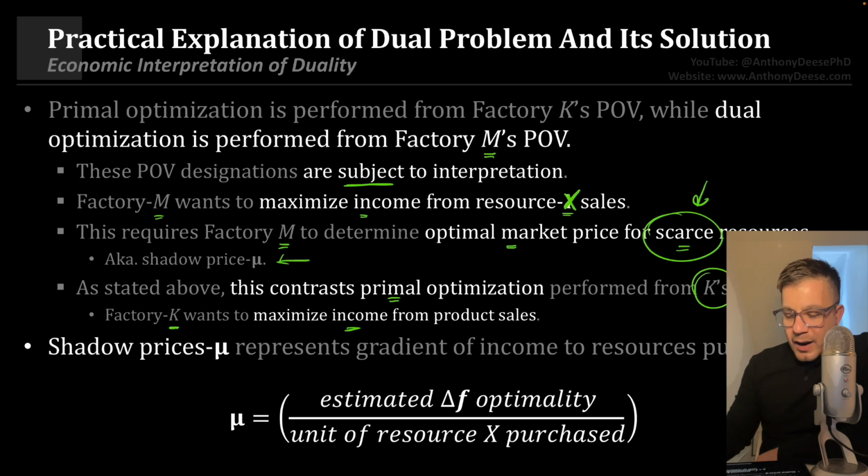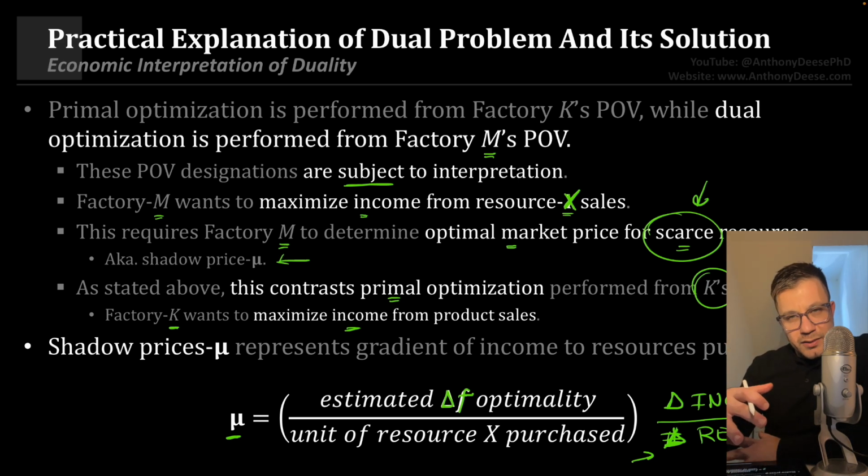Shadow prices represent the gradient of income to the number of units of resources purchased. So we see here we have mu is equal to the estimated delta F, or change in the income generated from selling those products, with respect to the number, or we could say the delta, of the number of units of resources purchased. It essentially tells us how sensitive the income is to changes in the number of units of resources purchased. And obviously, right, if we purchase more resources, we can generate more product, which then leads to increased income.